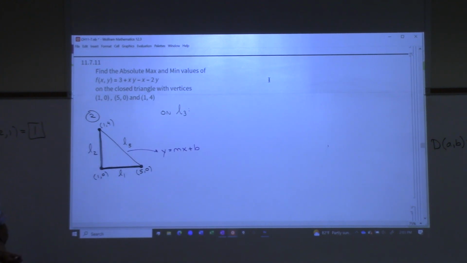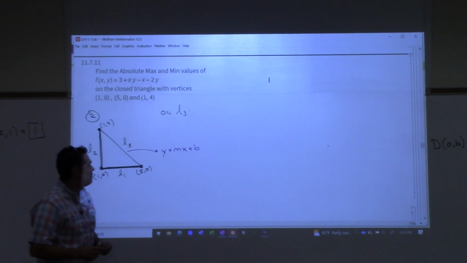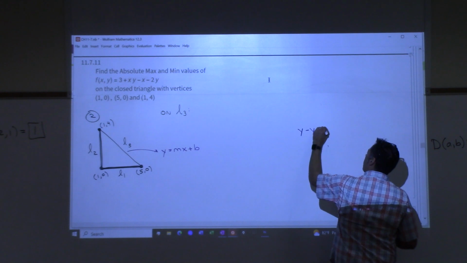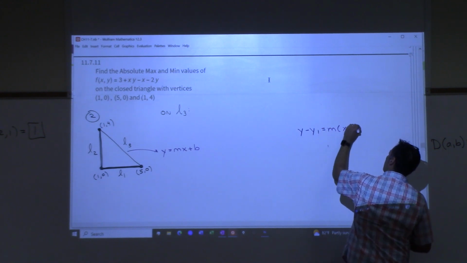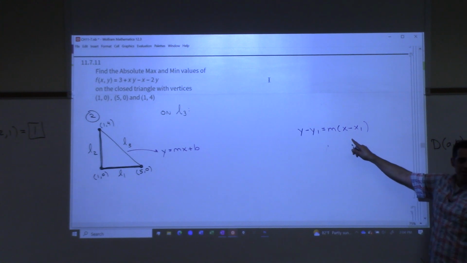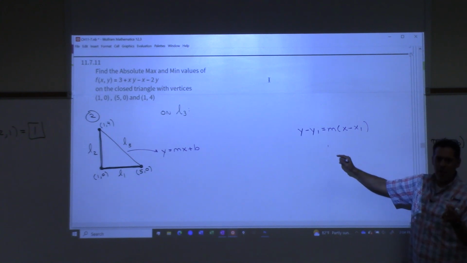I can find the equation of that line many different ways, but the way I'm going to go about it is to use the point-slope formula. I'm going to use this formula right here: y minus y1 equals m times x minus x1. This is a formula that will give you the equation of a line as long as you have the slope of the line and one point on the line. You need a point and you need the slope of the line.